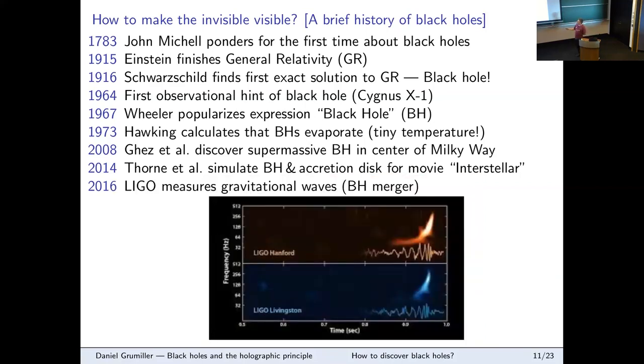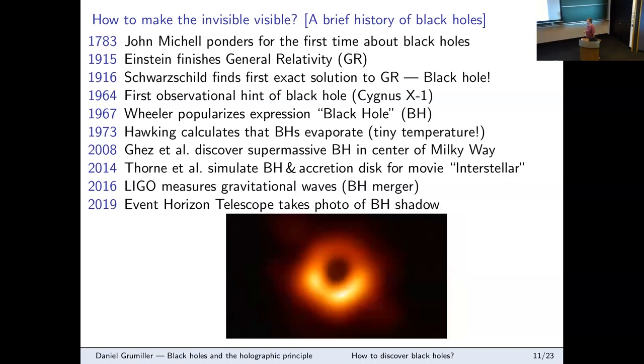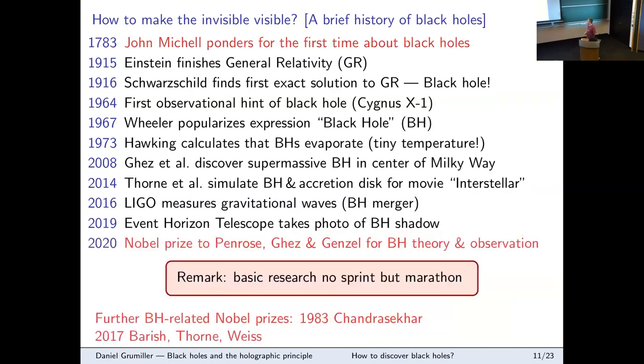And a big breakthrough was in 2016, LIGO measured gravitational waves from a black hole merger. So that was both the discovery of gravitational waves and a new way to discover black holes. And then 2019, the Event Horizon Telescope took this iconic photo of a black hole shadow. And 2020, the Nobel Prize went to Penrose for black hole theory and to Genzel and Ghez for black hole observation.